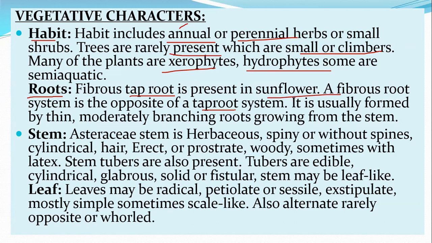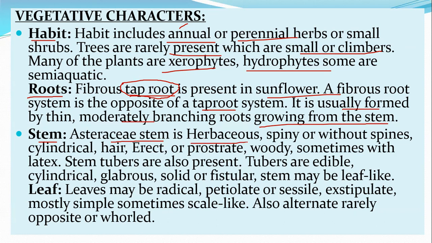Taproot system with branches, usually formed by thin, moderately branching roots growing from the stem. So in dicotyledons, what kind of root system is present? Taproot system. Next, the family Asteraceae.